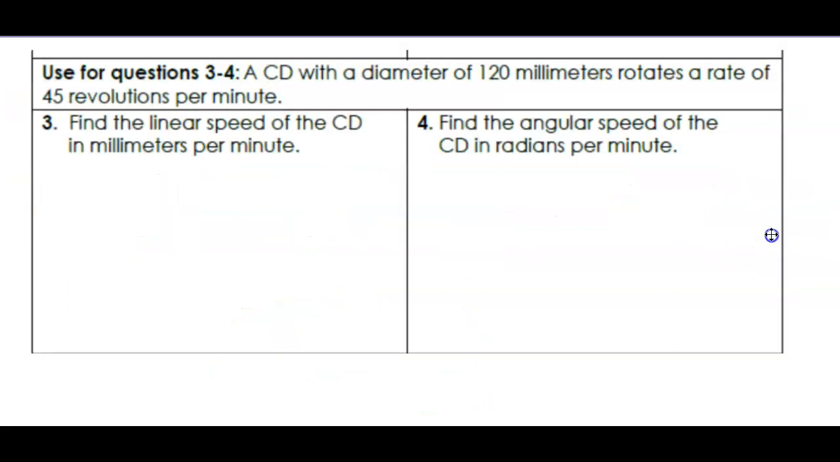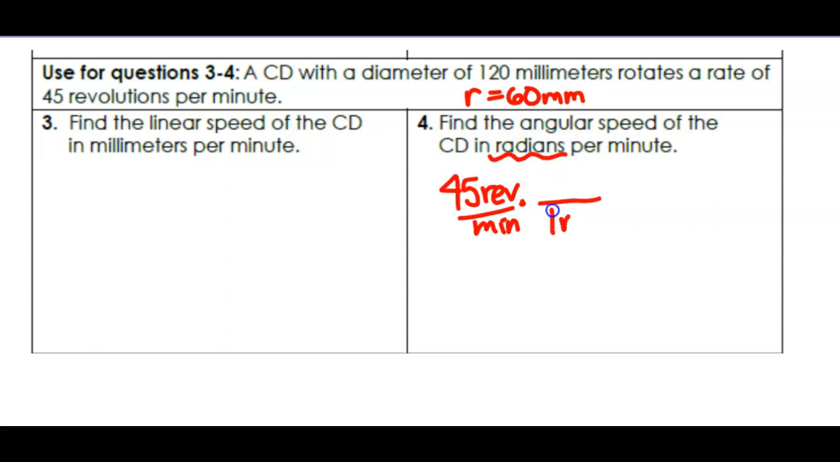All right. So for 3 and 4, we're going to do the same thing. We're going to start over here with number 4. We'll read the question first, though. It says, a CD with a diameter of 120 millimeters, so right away I'm going to write down that means the radius is 60 millimeters, rotates at a rate of 45 revolutions per minute. So it's turning 45 revolutions every minute, but we need it to be in radians, so we just put revolutions on the bottom so that it will divide out. And every revolution is 2 pi radians.